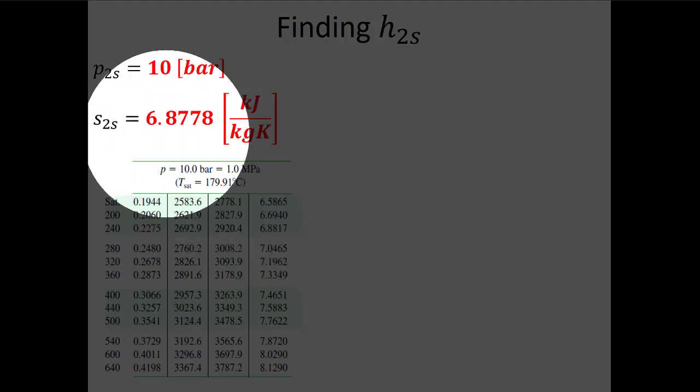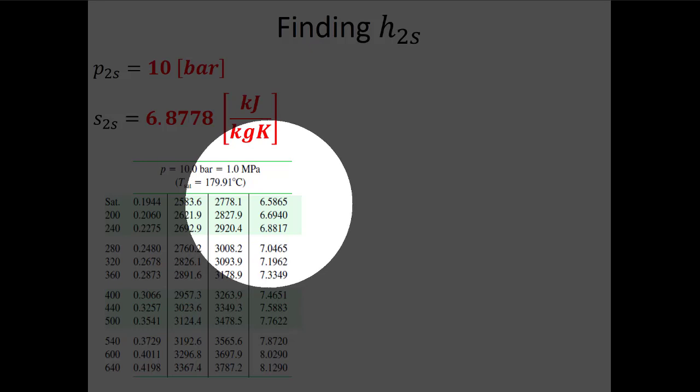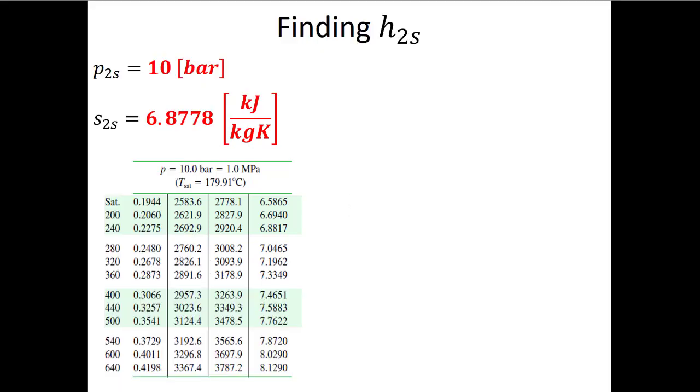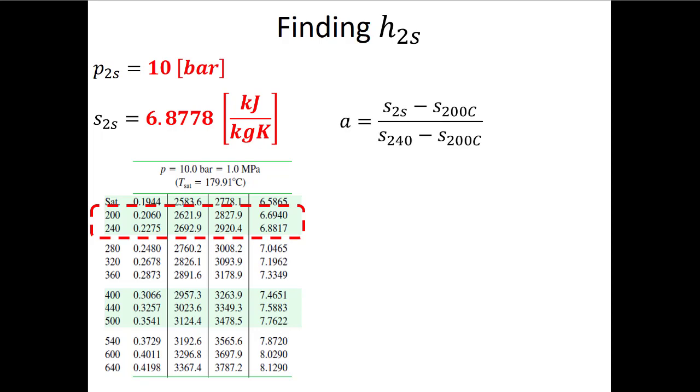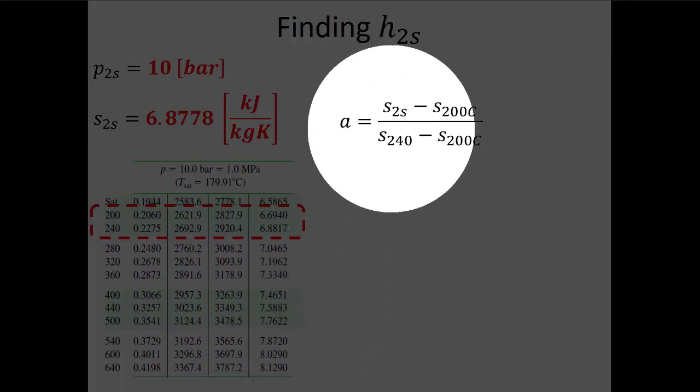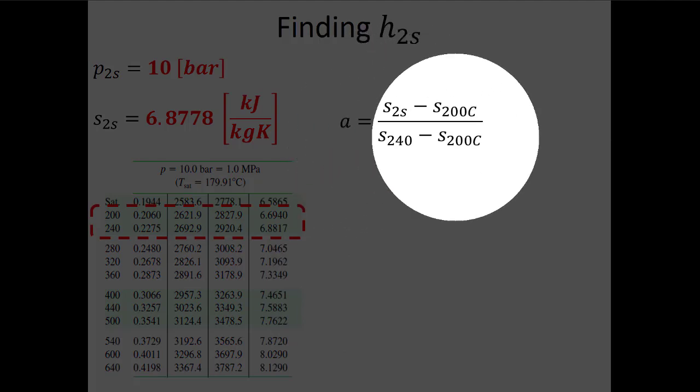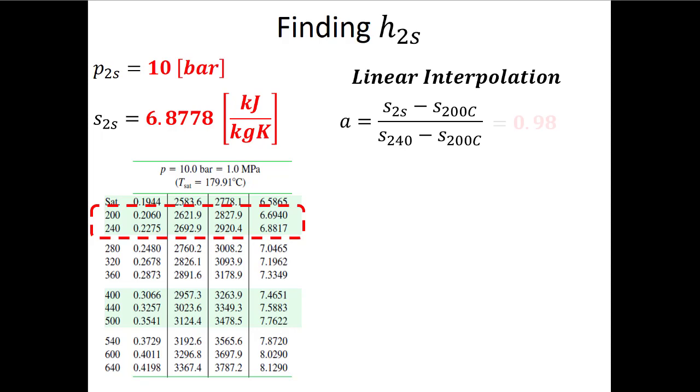So now my s of 2s is bigger than this s_g. So that means at this pressure, I must be a superheated vapor. So now I look, where am I on the table? And my actual specific entropy here is in between the specific entropies at 200 and 240 degrees. So now I need to interpolate. I can find my interpolation factor using the actual outlet and then the values off the table. So when I do this linear interpolation, I find that I'm really, really close to being at 240 degrees.